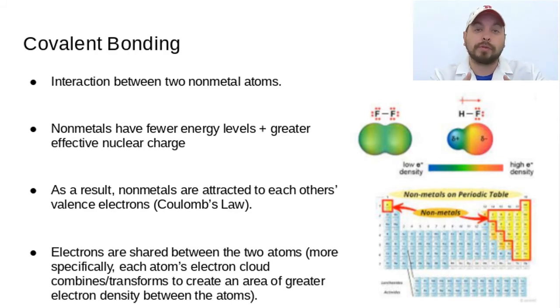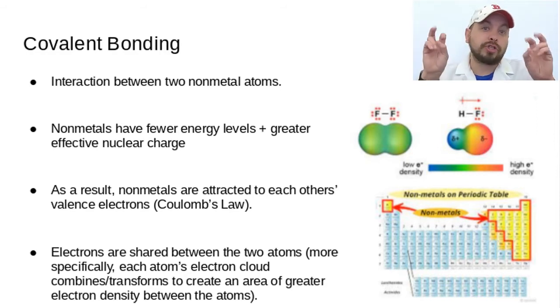And this is all based on Coulomb's law. So if we think about a nonmetal, it's not going to readily lose electrons, but it will accept in general. It will pull electrons towards it. Now, if you have two atoms playing this game of tug of war, two nonmetals tend to be fairly even. Not always perfectly even, we're going to talk about that in a little bit, but relatively even. What does this mean? Well, it means that the valence electrons between the two atoms are going to end up what we call shared.